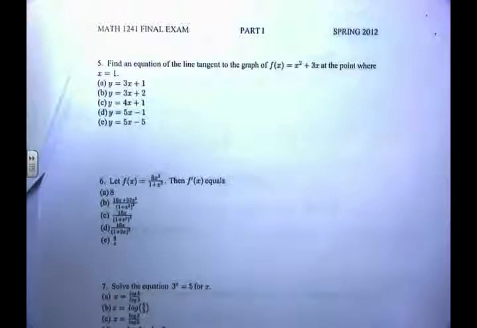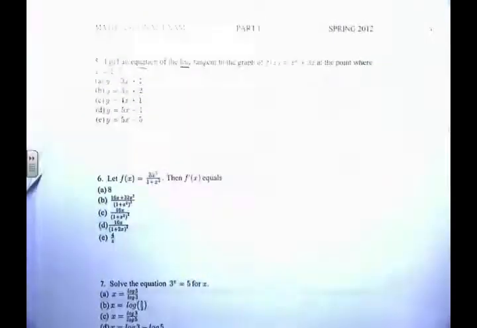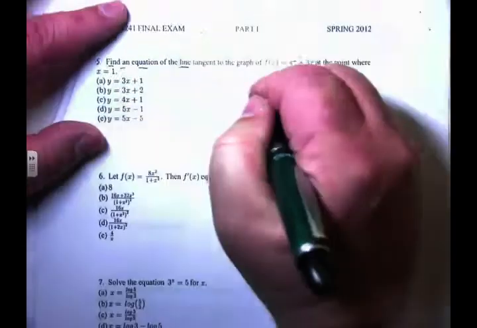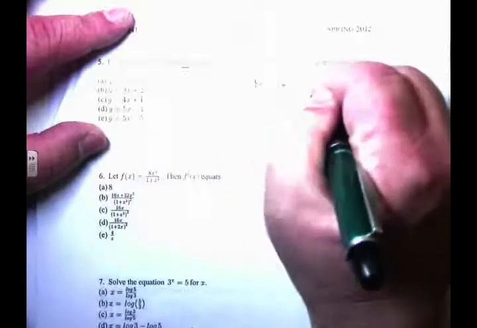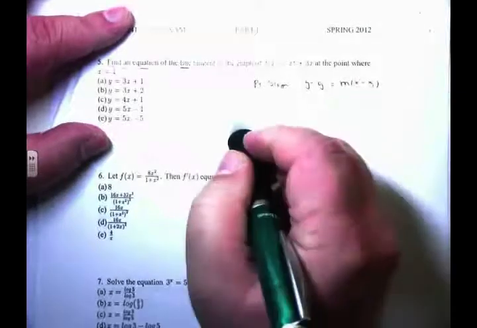This one says, find the equation of a tangent line of the graph of f of x equals x squared plus 3x at the point where x is equal to 1. Anytime you hear the words, find the equation of a line, tangent line or otherwise, what formula do you have to use? Point slope. Good, you've been programmed personally by me. Point slope: y minus y1 equals m times x minus x1.